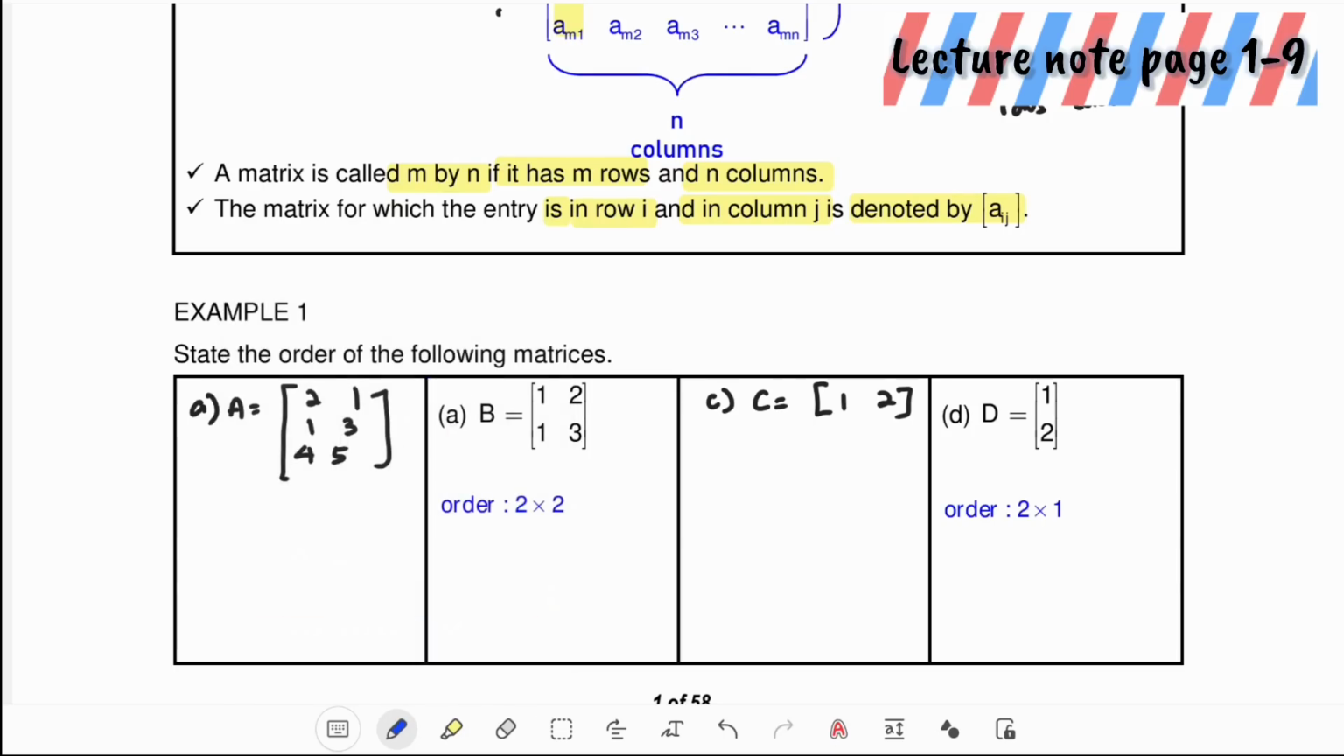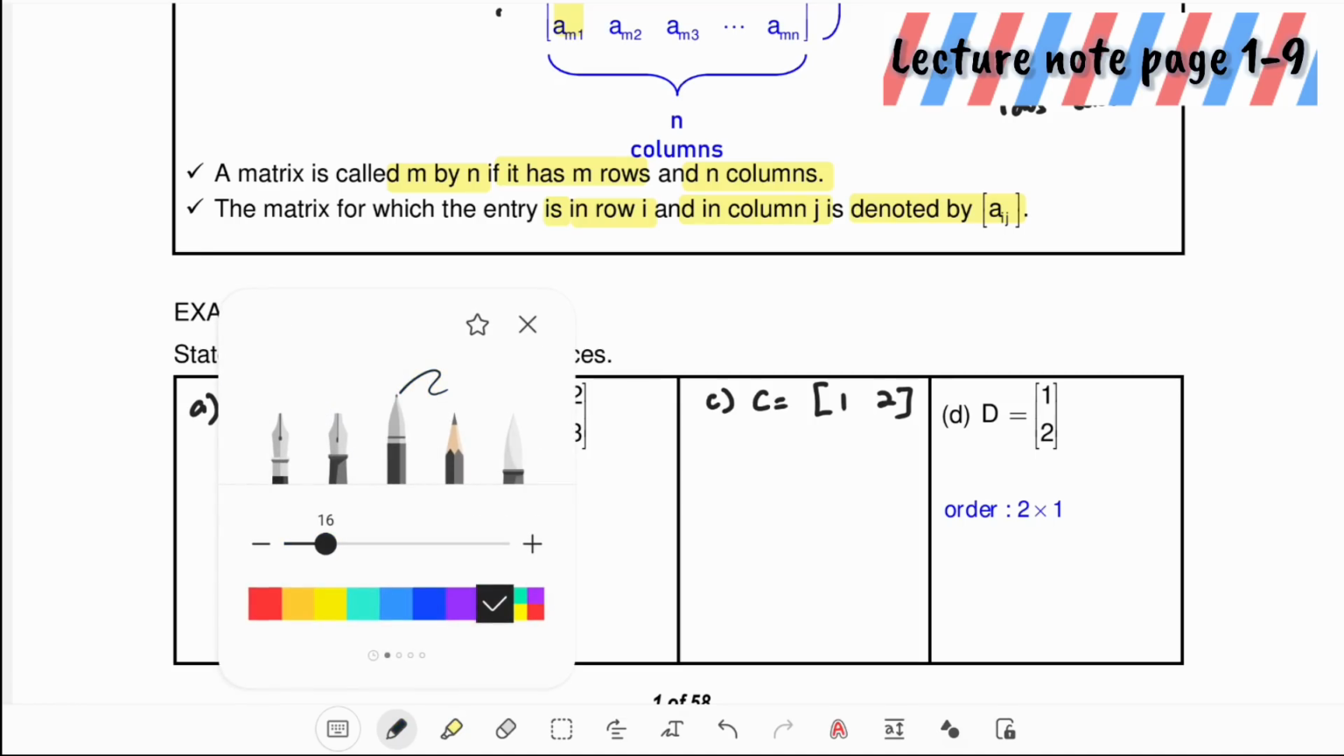Okay, let's go to example 1. State the order of the following matrices. We go for A. You are given the matrix A, whose entries are 2, 1, 1, 3, 4, 5. How are we going to identify the order of the matrix? The order of a matrix is m by n, where m is the number of rows and n is the number of columns.